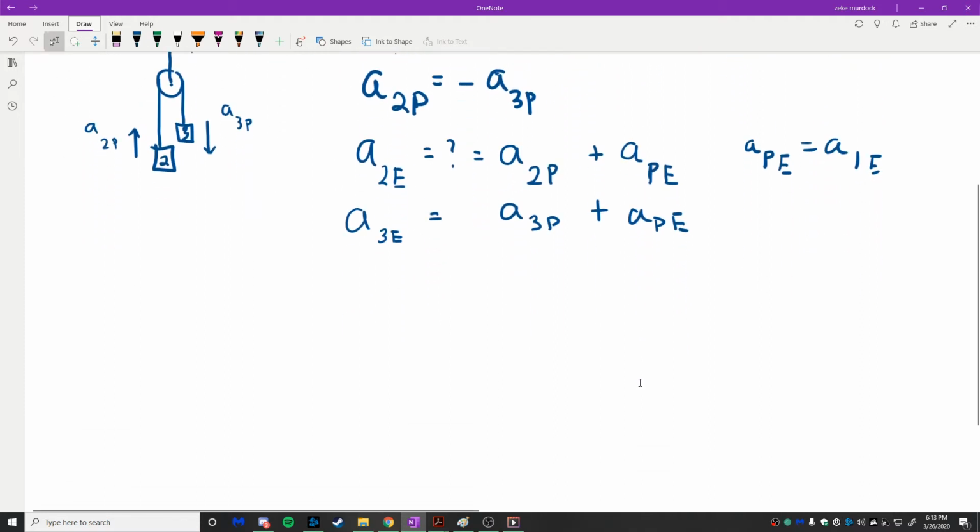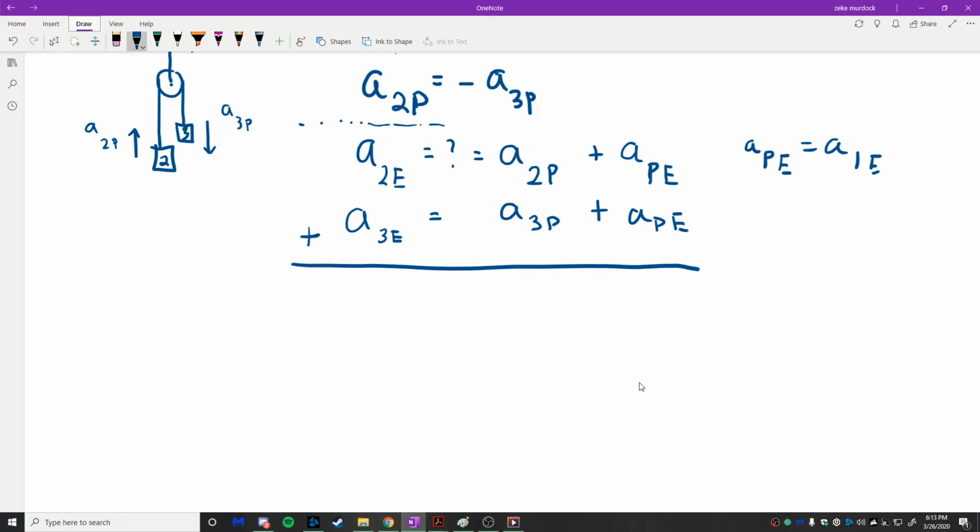So now we're going to take these two equations here, not the one above it, just these two, and add them. This equation plus this equation. On the left-hand side, we're going to get a2e plus a3e. On the right-hand side, when I add this plus this, since they're equal and opposite to each other, they're going to add to 0. And then plus these two added together give me a PE, but a PE is just a1e, so we can write this as a1e now.